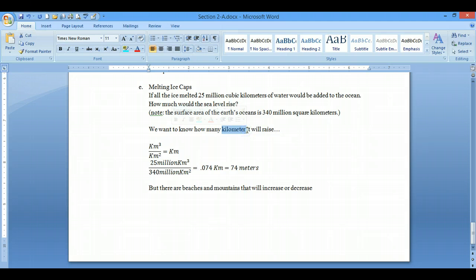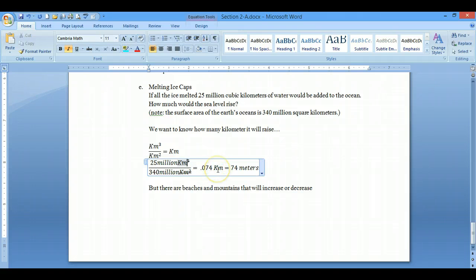That's how I can use my unit conversions to figure out what the process is. So I'm going to divide my cubic ones by my square ones. I have my 25 million cubic kilometers on the top, divided by the 340 million square kilometers on the bottom, and 2 of these will cancel out. So I'm going to cross out the cube and 2 of these on the bottom. Now notice I didn't cross out the kilometers here because one of those is left, and I'm left with 25 million kilometers over 340 million, and using your calculator or Excel, 0.074 kilometers.